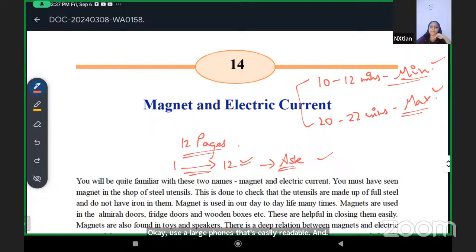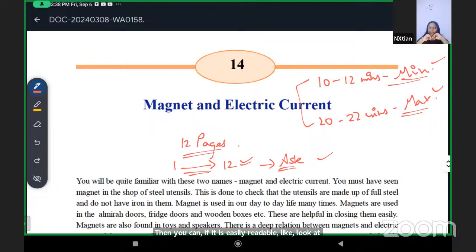Anything else? Yes, ma'am, can we use animations? You can use animation. Also, ma'am, on the first slide, for the title, I've used cursive handwriting, like a calligraphy font. Should I keep it or take it out? If it is easily readable, you can keep it. But if it is too calligraphic, too stylish and unreadable, then you can remove it.